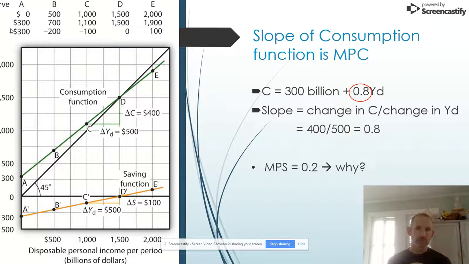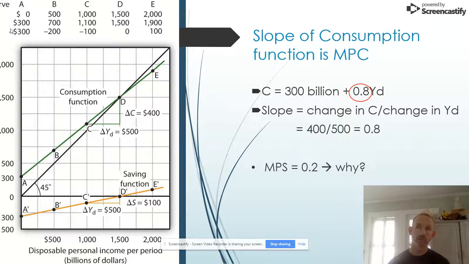So let's relate to the last two slides. The slope of the consumption function is the marginal propensity to consume. So if you take the green consumption function here, the slope is rise over run. So just going between points C and D there, the rise is 400, the run is 500, 400 over 500 is 0.8. That consumption function has the equation 300 billion plus 0.8 YD.